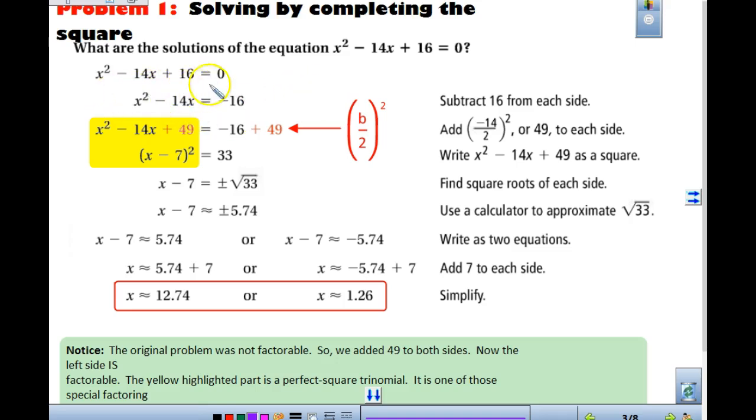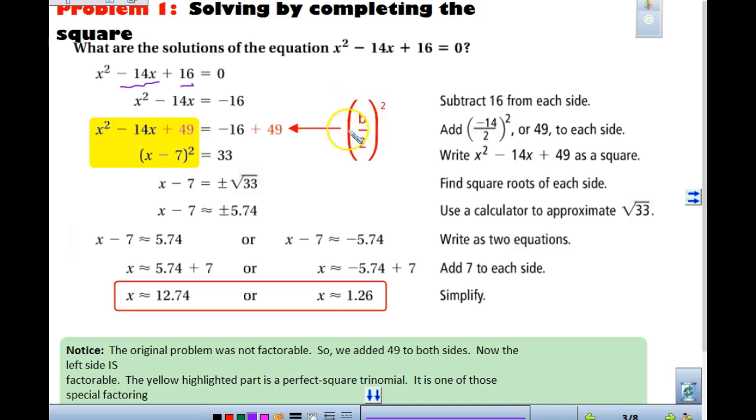So when we are looking at this, we can't factor two things that multiply to 16 and add to negative 14. As we start looking at that, there are no nice numbers, right? So since we don't have two numbers that easily multiply to 16 and add to negative 14, the first step is to subtract this 16 from both sides. So x squared minus 14x is equal to negative 16.